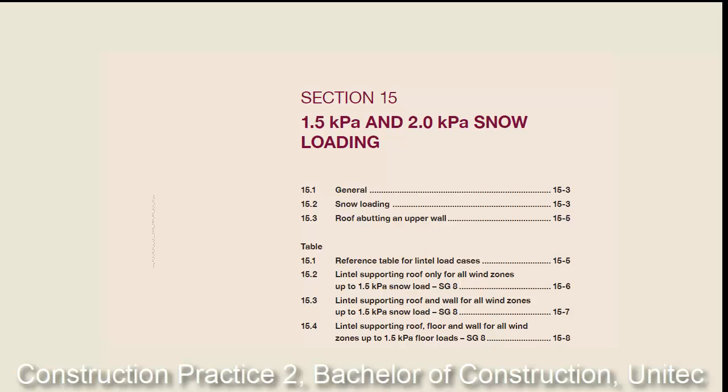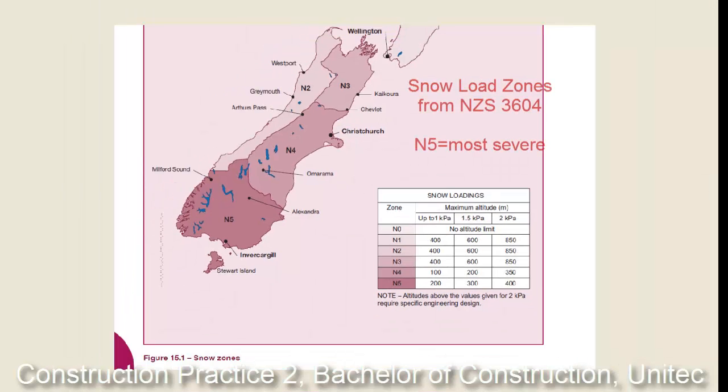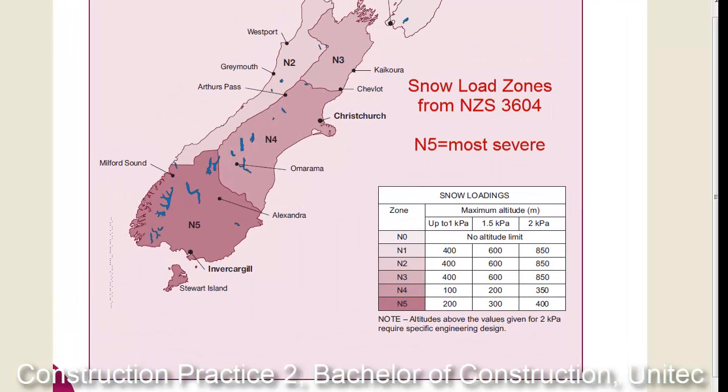And snow loads on roofs, they vary relative to the geographical location. And the loads from the snow can add significant load to a building structure, and we'll look at ways a building can withstand these loads by structural design and roof shape. This map here shows the snow zones from NZS 3604.